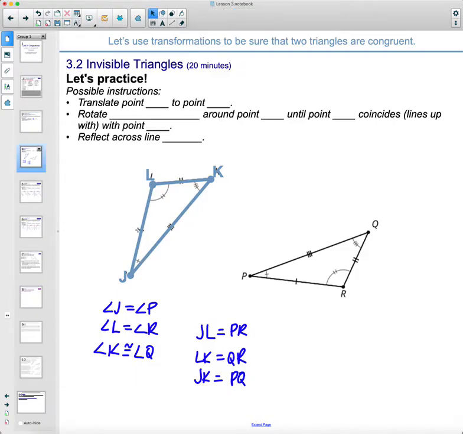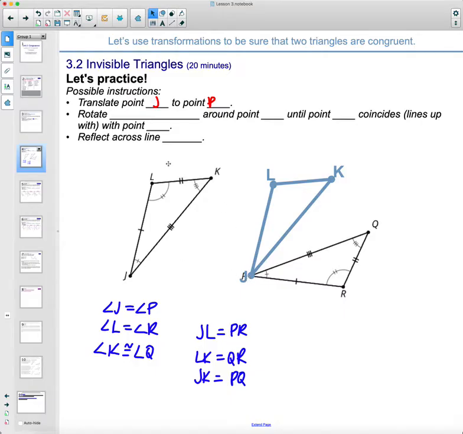So now let's take a look at transformations that could bring one triangle to the next. So in this case, they're not touching each other. No vertices are matching. So I'm going to first do a translation to get at least one of the vertices matching. So I'm going to match J to P. So I'm going to say translate point J to point P. So then I'm just going to pick up this triangle. So if you had tracing paper, you would just move it over so that J landed on P.